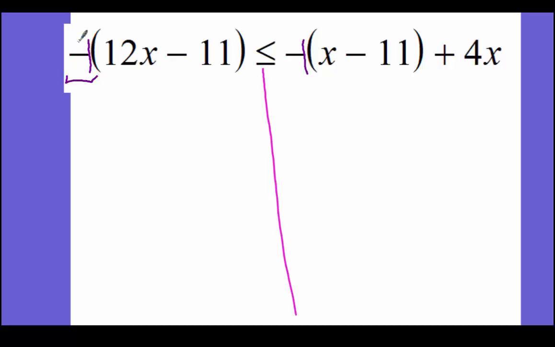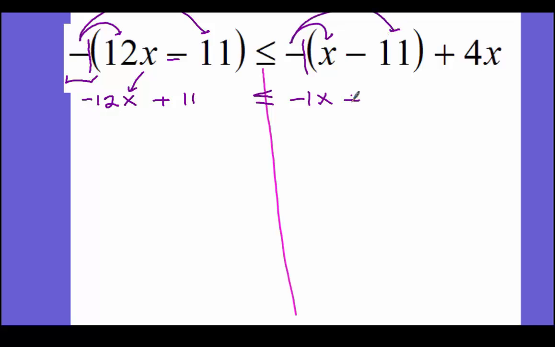Negative 1 times 12, that'll be negative 12. And we're going to rewrite the x. Negative 1 times a negative 11 is positive 11, less than or equal to negative 1 times x is negative 1x. Negative 1 times negative 11 is positive 11. And then you bring down this positive 4x.